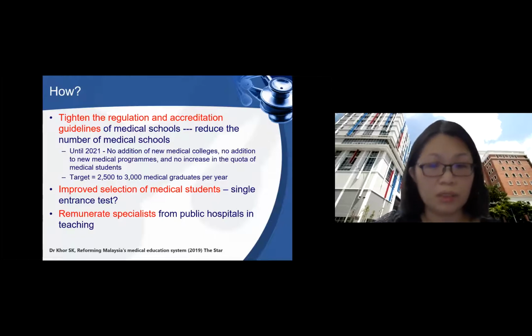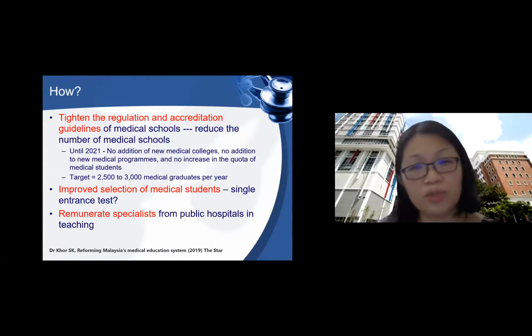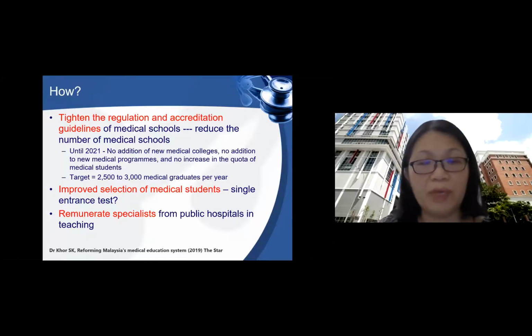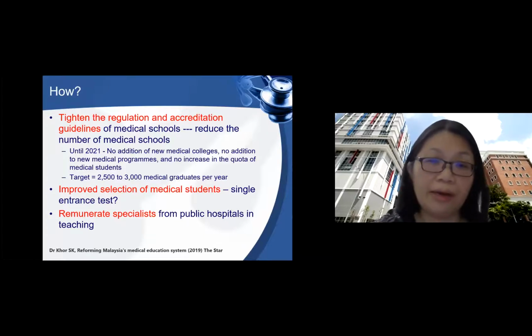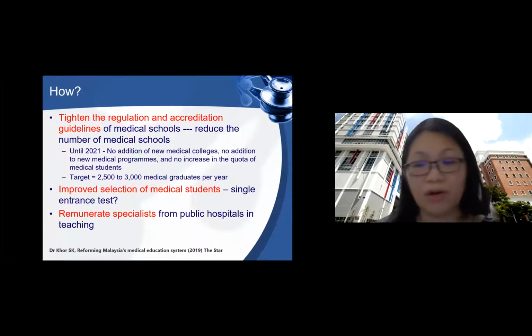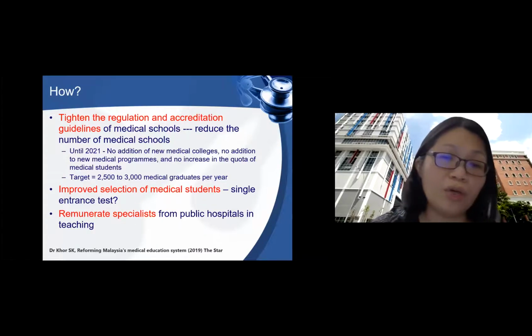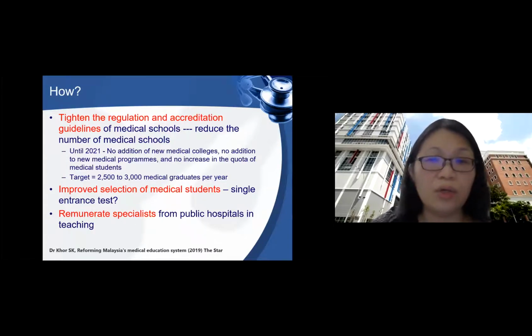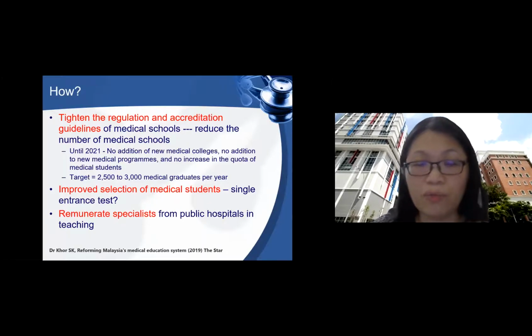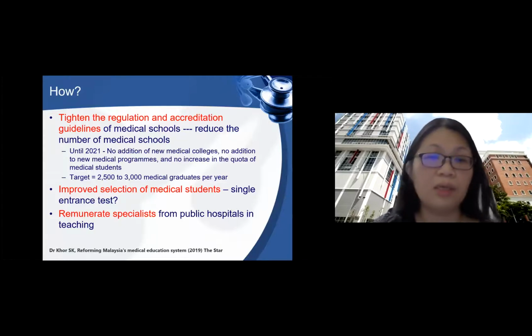The first one is we should seriously think about tightening the regulation and accreditation guidelines of medical schools. We have 38 of them. Some medical schools, despite being warned about their quality, are allowed to continue to operate for certain reasons. So hopefully we call for tighter regulation to reduce the number of medical schools. We only retain those medical schools with high quality, right?